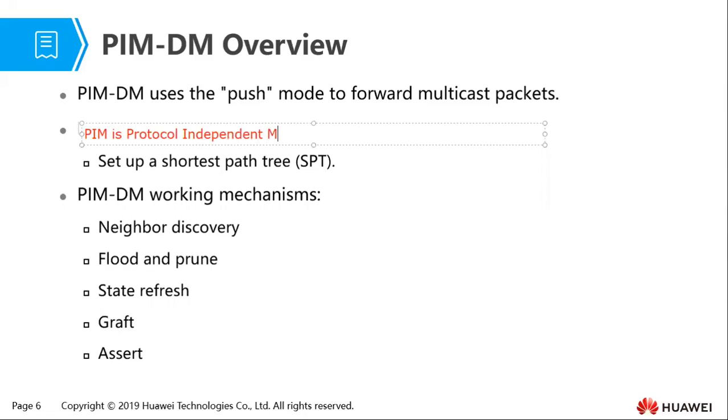So PIM is protocol independent multicast. The common version of PIM that is being used is PIM version 2. Now generally, PIM packets are encapsulated in IP packets with a protocol ID of 103. Remember the protocol field of the IP header? So if it's a PIM packet, it's going to have a value of 103.